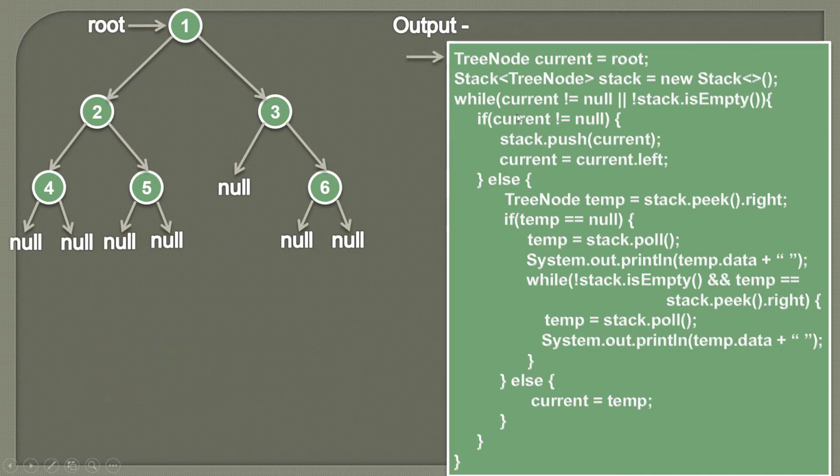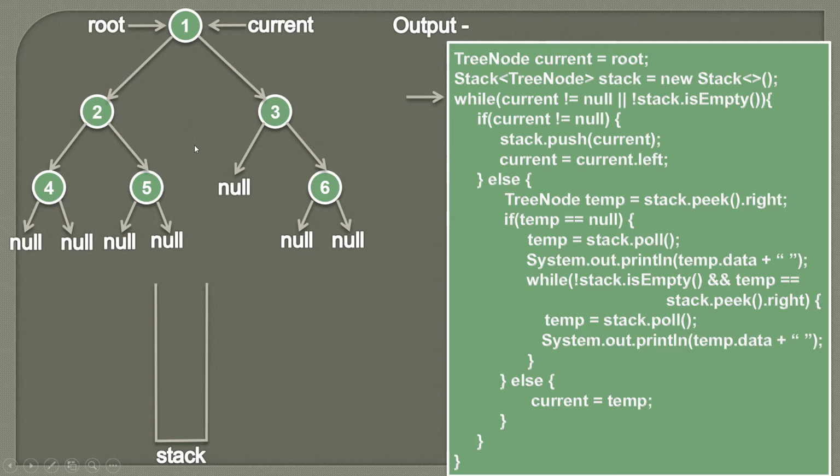At the first step, we create a tree node current which simply points to the root. In the middle of this algorithm, we are also creating one temporary tree node. We will see its advantages later in the algorithm. So in the first step, we are simply creating current and pointing it to root. Then we are creating the stack data structure. So this is our stack, and we are using the Stack class present in Java.